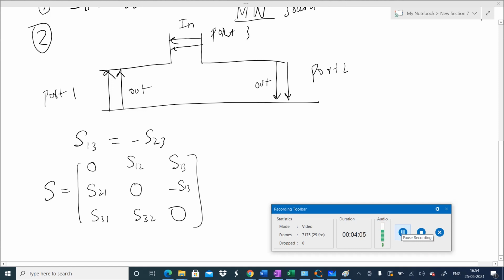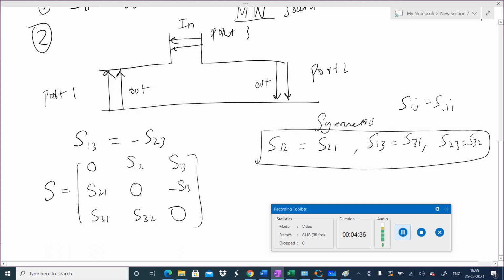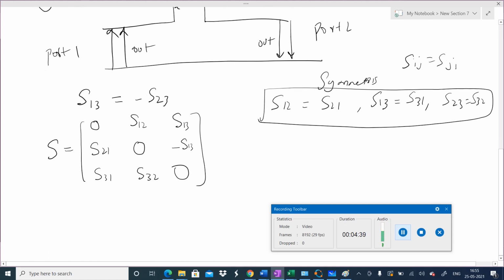Then also we have done a couple of properties of S matrix. One of the properties is that S matrix is symmetric. That is Sij is equal to Sji. So that gives us S12 is equal to S21, S13 is equal to S31, S23 is equal to S32. Okay, so these three can be used and we further will get some simplified matrix.